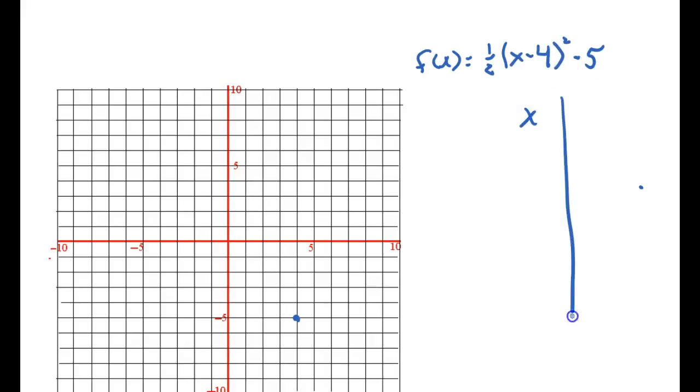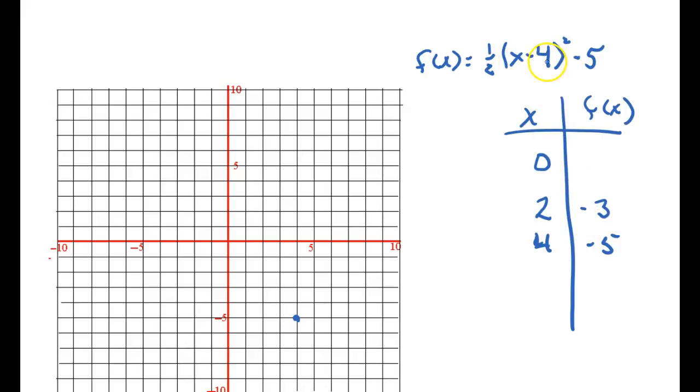And I'm going to do my f of x chart. And I'm going to put 4, negative 5 in the middle. And since everything inside the parentheses is being multiplied by 1/2, I'm going to go with multiples of 2 so that I get a nice even number and not deal with fractions. So I'm going to subtract 2 from 4, and I'm going to subtract 4 from 4. Okay, so 2 minus 4 is negative 2, squared is 4, half of 4 is 2, 2 minus 5 is negative 3.